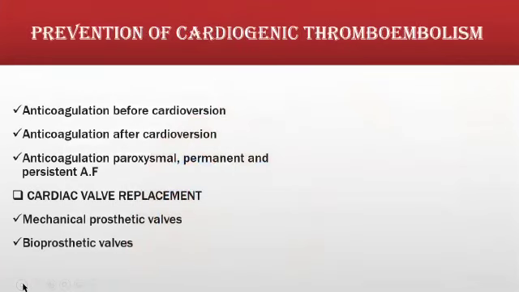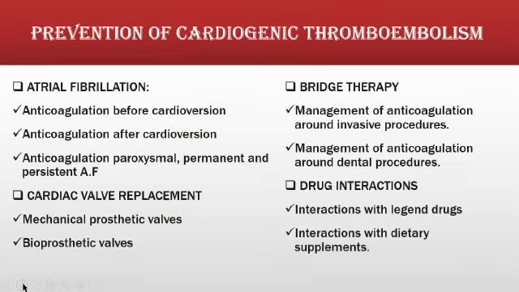Now the main topic, prevention of cardiogenic thromboembolism. As we are dealing with a very serious disease, so that it does not worsen, we have to prevent it at an early stage or at the site of treatment. We can initiate treatment to prevent this, and for this we have atrial fibrillation, cardiac valve replacement, bridge therapy, and drug interactions. These four therapies can be done according to the condition of the patient.